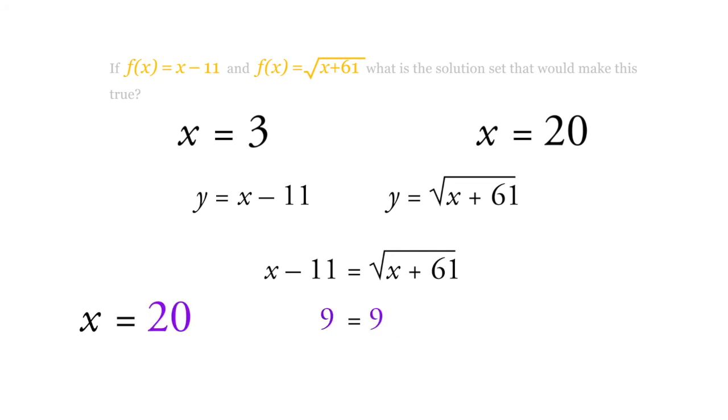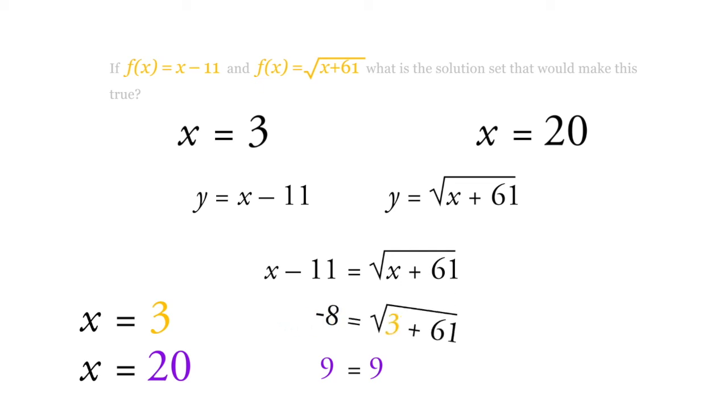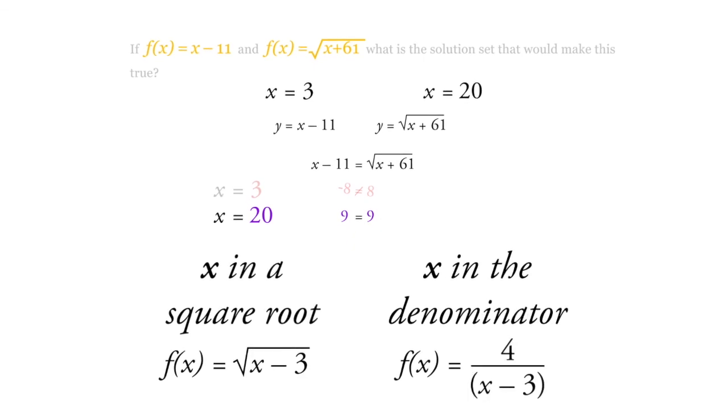So we're good. However, when I put 3 in, I get 3 minus 11, that's negative 8, is equal to the square root of 3 plus 61. So we get negative 8 is equal to the square root of 64. Negative 8 equals 8, and negative 8 does not equal 8. So when you see those, it's a way of knowing that you need to check the numbers again and throw away any that don't make sense in light of the fact that we have a square root.